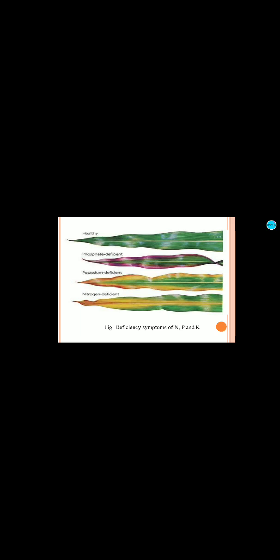Then this picture shows different deficiency symptoms, deficiency symptoms of nitrogen, phosphorus and potassium. The first plant is the healthy plant, the second plant is phosphate deficient, the third plant is potassium deficient, and the fourth plant shows nitrogen deficiency.